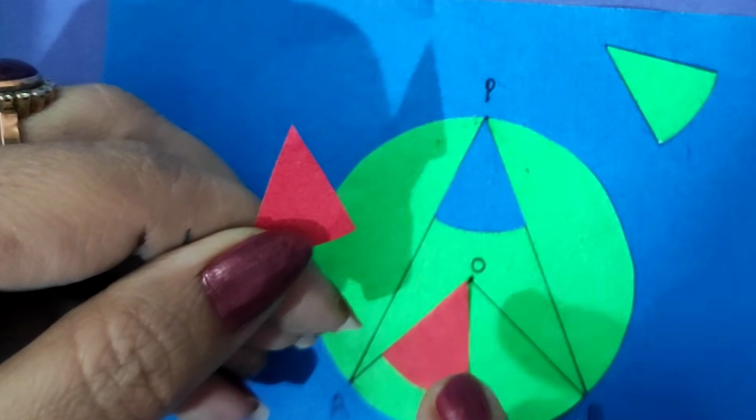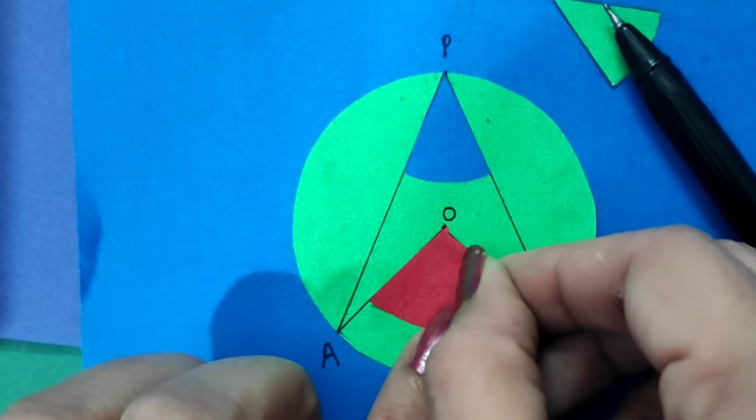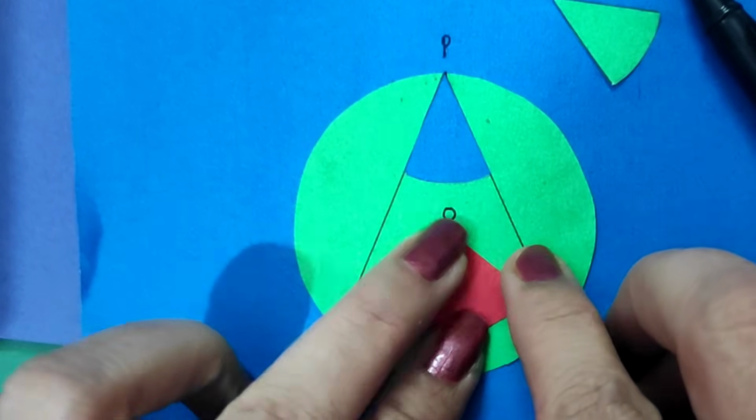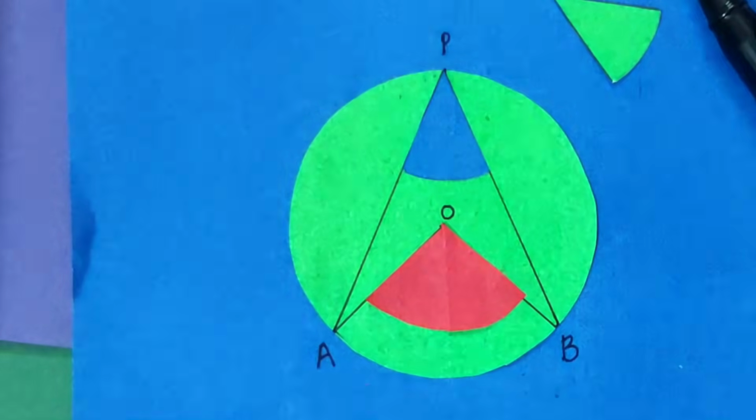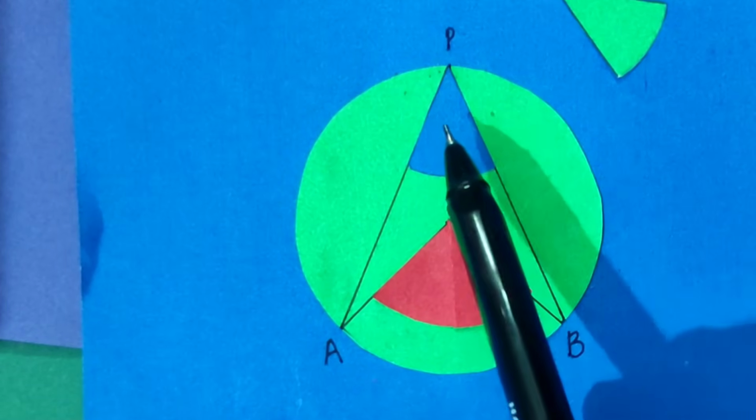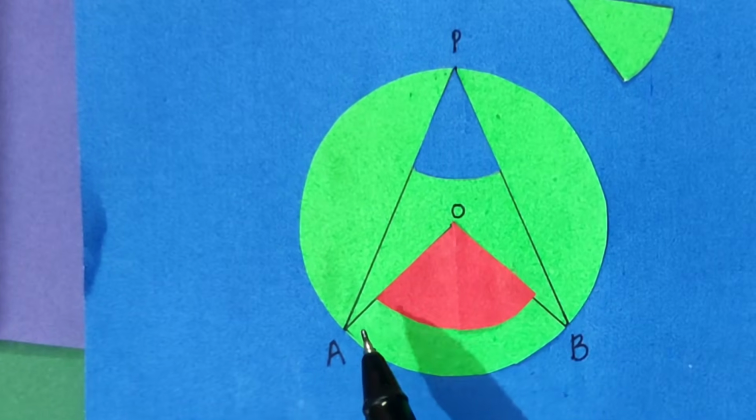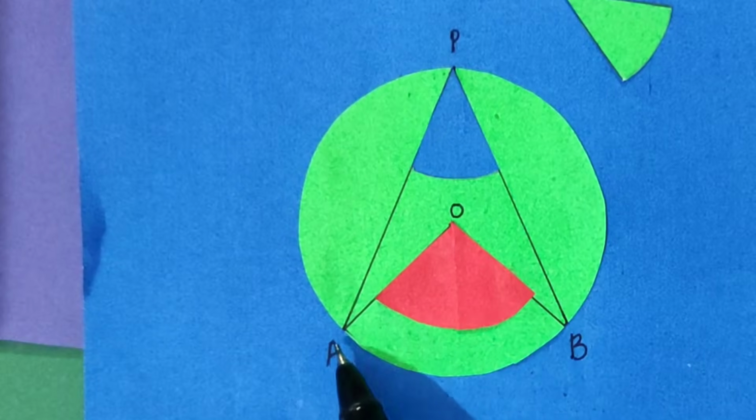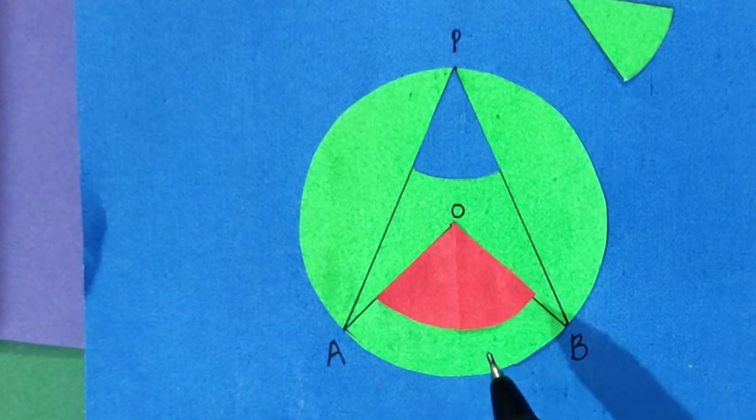This is the first one, right? And I take the second sector and you can see that it is exactly overlapping. See here, it is exactly covering, these two sectors are completely covering angle AOB. So twice of angle APB is equal to angle AOB. The angle subtended by the arc at the center is twice the angle subtended by the arc at any other point on the circle. So this is what we wanted to prove.